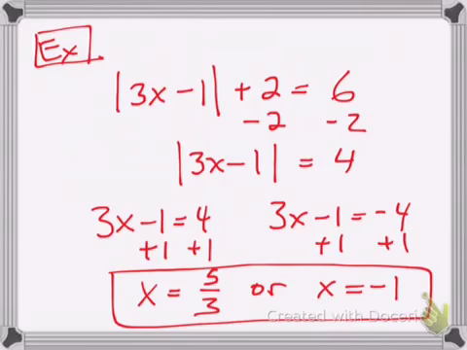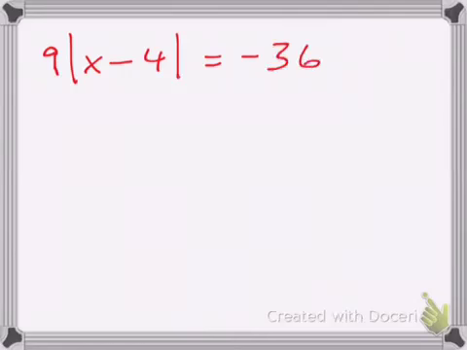Now, absolute value equations will usually have two solutions. Usually. They can have one. If the absolute value is equal to 0, then there's no 0 and negative 0, so it would just be one solution. And there's also this case where we could end up with something like this. 9 times the absolute value of x minus 4 equals negative 36.